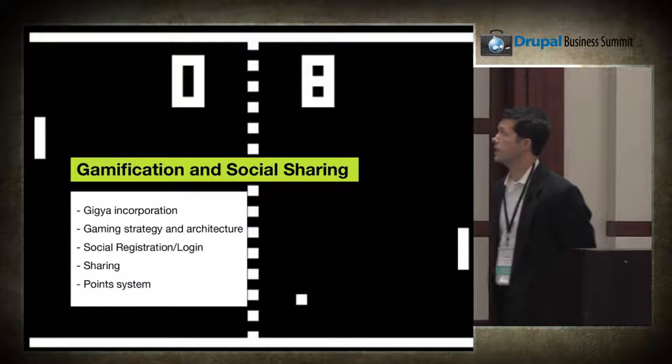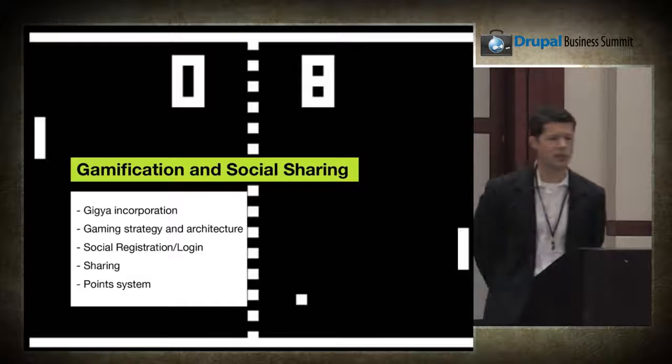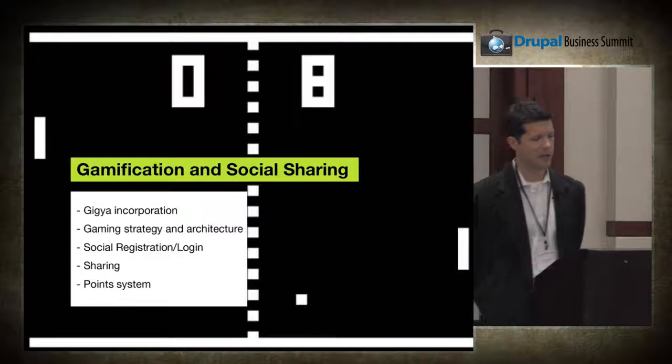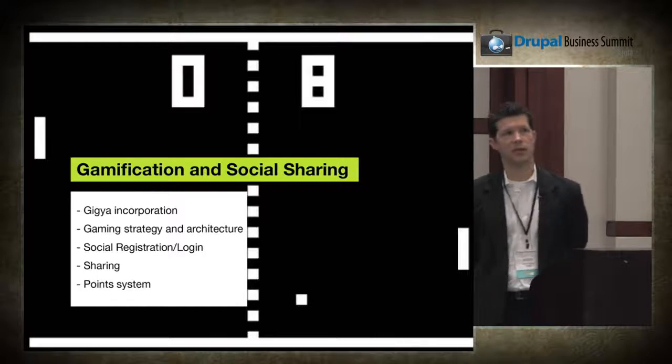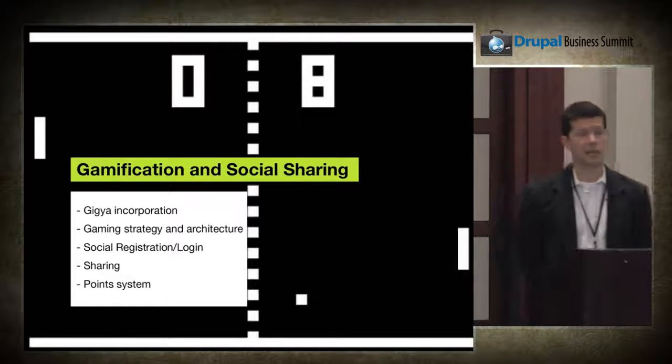Next core piece is gamification and social sharing. We started looking, and we knew that sharing would be highly important from a viral perspective. But what could we do there? We looked at what was built into Drupal out of the box. We looked at a number of contributed modules and a lot of different systems that are out there. There was a lot of good stuff. We actually even started building down that road.